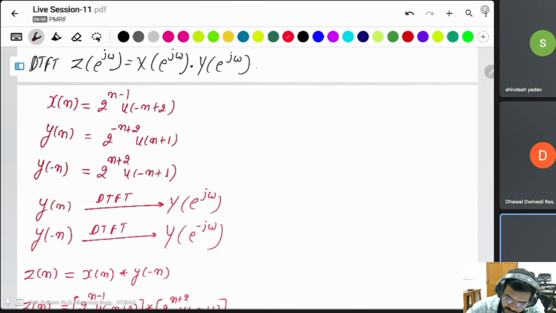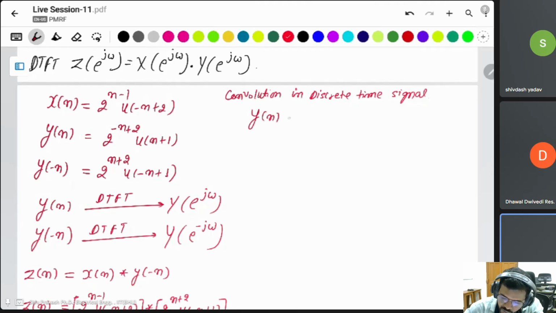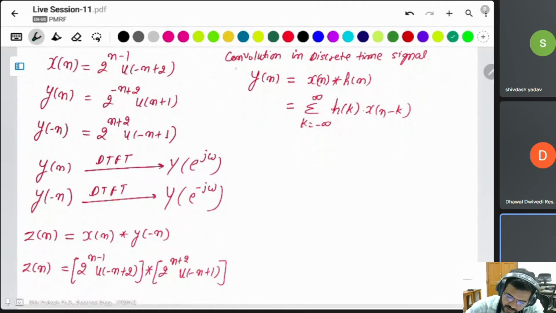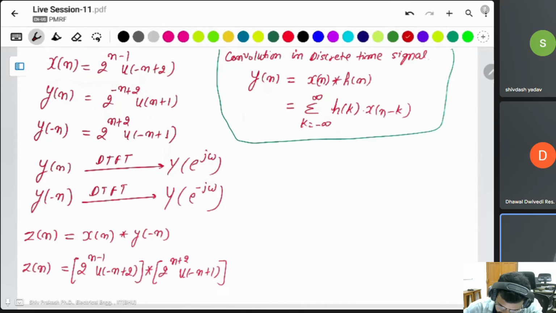Use the convolution property. Know about the convolution in discrete time: yn is equal to xn convolution of hn, which is the summation of k from minus infinity to plus infinity of hk into x of n minus k. Okay, this is the property only. Use this function to find zn.